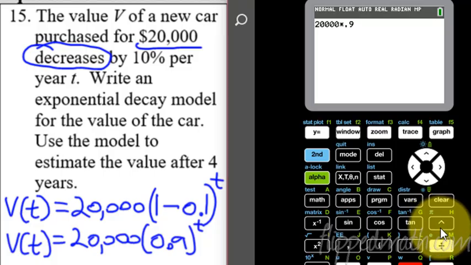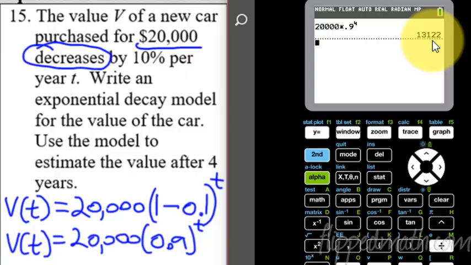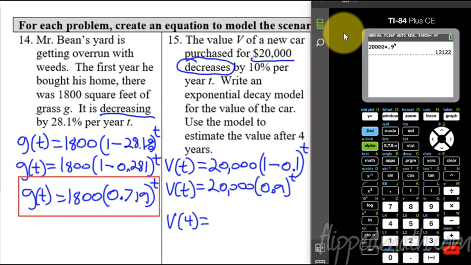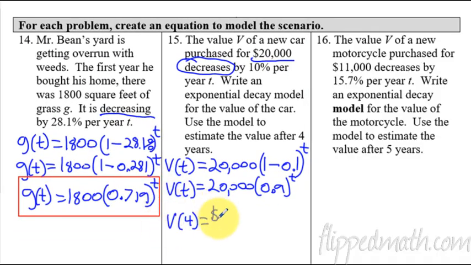Here's the caret button. See this thing right here? I'm going to hold that button down so you can see it. That is a caret. It raises up into the exponent. I've noticed some kids have had problems knowing where that is. And then we just say to the 4th year. So 0.9 raised to the 4th. Enter that puppy, and we get 13,122. And that's in dollars. Okay, here we go. $13,122. All right, there's our answer for that.